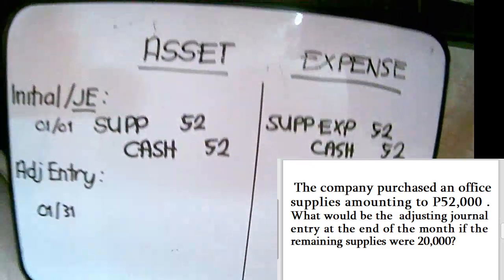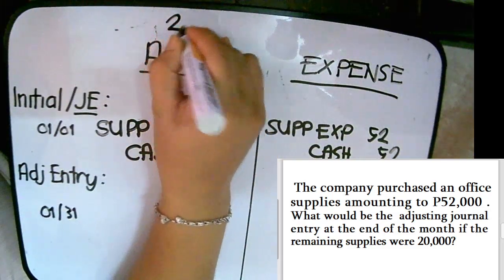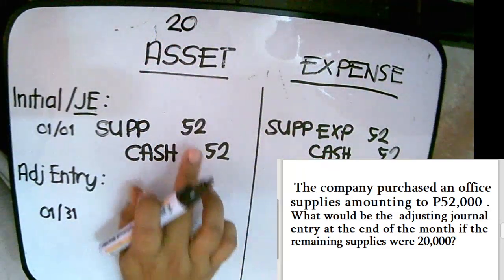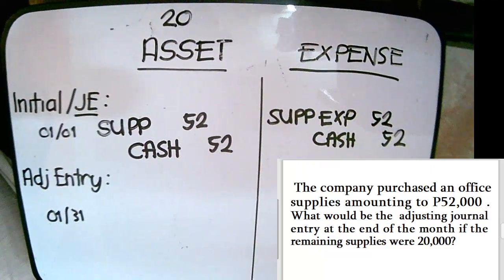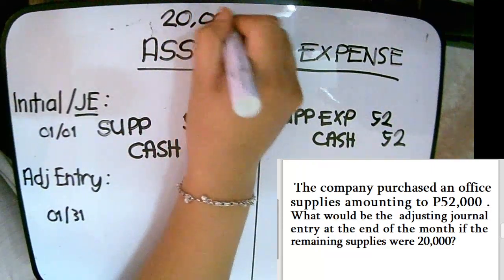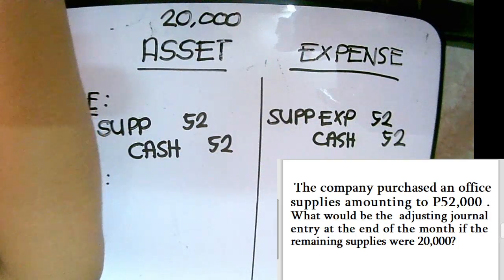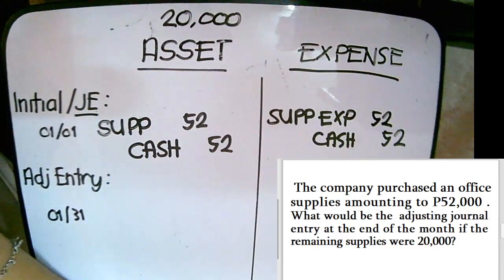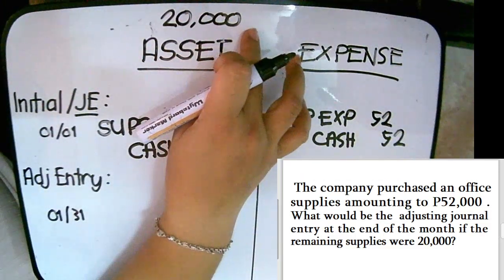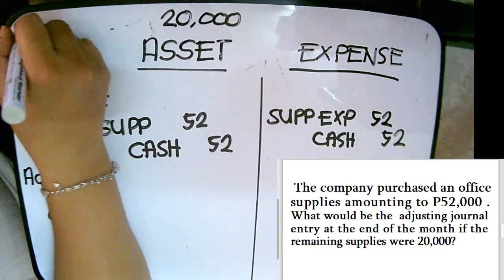So, sabi sa problem, dapat daw yung asset natin 20,000 na lang. Pero yung na-record natin dito, 52. Ito yung binili ng first. So, dapat 20,000 na lang daw yung natira. So, yan yung sabi sa ating problem. So, ang unang tanong dito, kung eto na lang yung natirang asset, magkano ba yung nagastos na? Or magkano ba yung na-expense na?